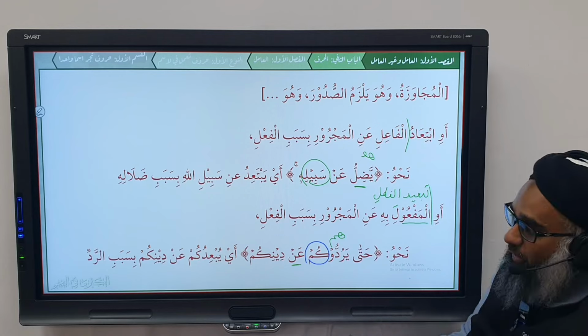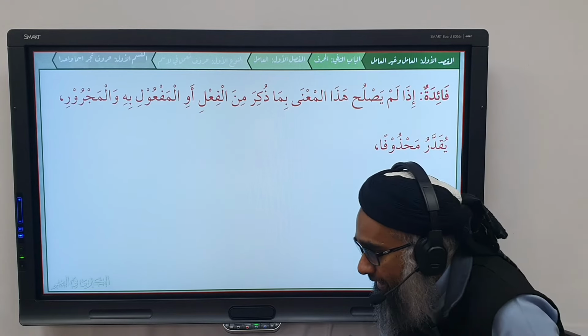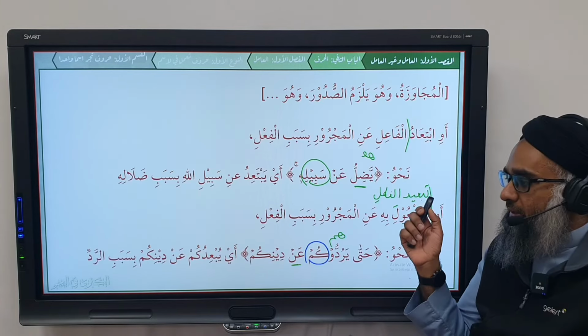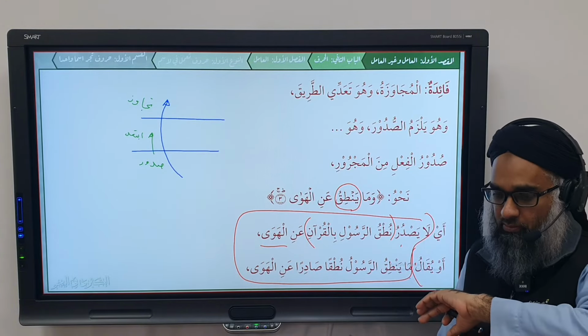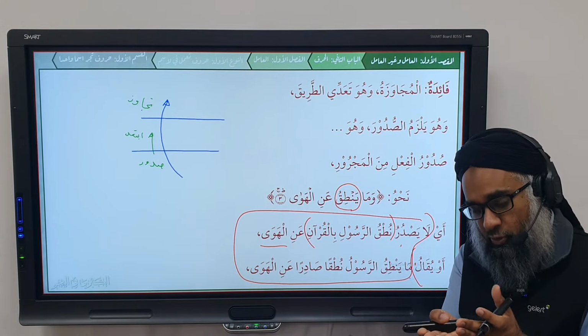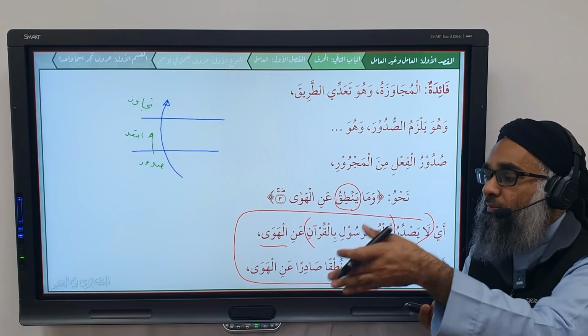This is how we can express the particle عن. You following? So what we're saying here, if you go back to it, مجاوزة means that the فعل came from the مجرور. Yes? Because it started from the مجرور and went past the مجرور. So it is صدور from the مجرور.